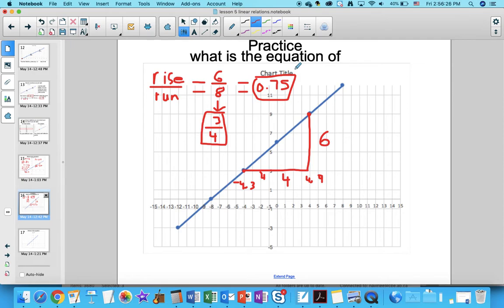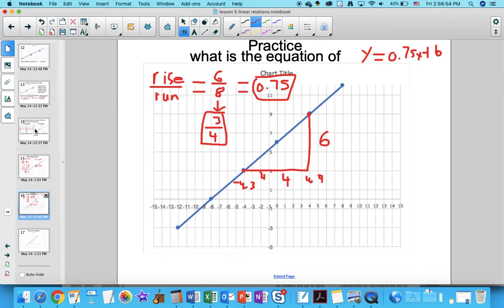That's fine too. So we now know our equation or expression should be y equals, I'm going to use the decimal, you don't have to, 0.75x plus b. Or it could be y equals 3 over 4 x plus b. It doesn't matter. Okay. Now I want to see what b is.